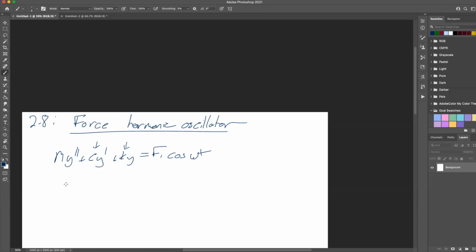And we're going to transform this equation into the following equation. We're going to say y double prime plus p y prime plus q y equals f naught cosine omega t. All we're doing here is p is equal to c over m, q is equal to k over m, and f naught is equal to f1 over m.